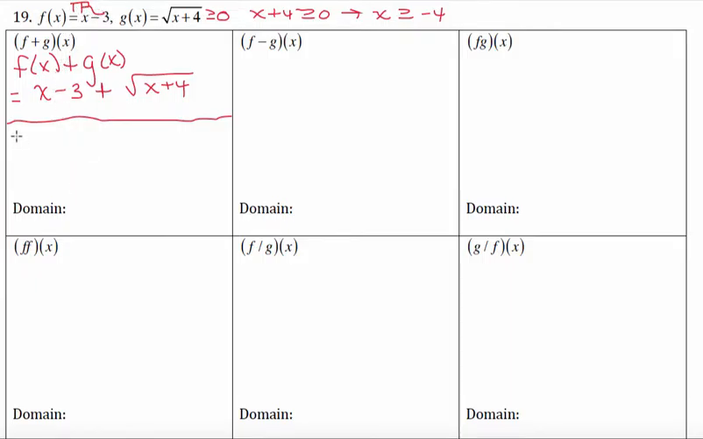So I'm going to draw that out so you guys can get a nice visual that the domain of f of x looks like this on a number line. It's the whole thing, all shaded in. And the domain of g of x goes from negative 4, including negative 4, up to infinity. The domain of f plus g of x, your new function, is the intersection of the two domains, or the overlap.